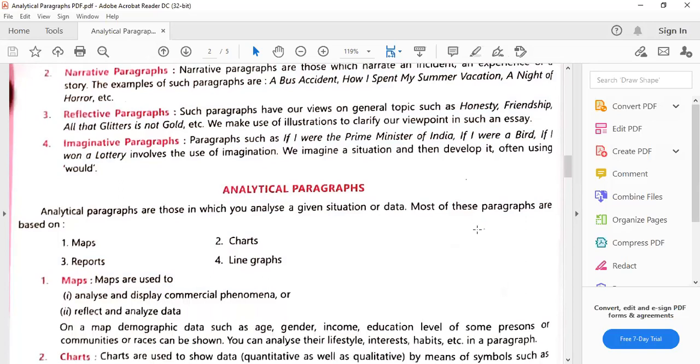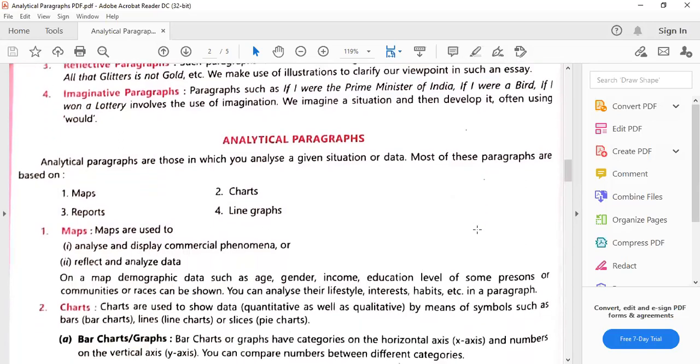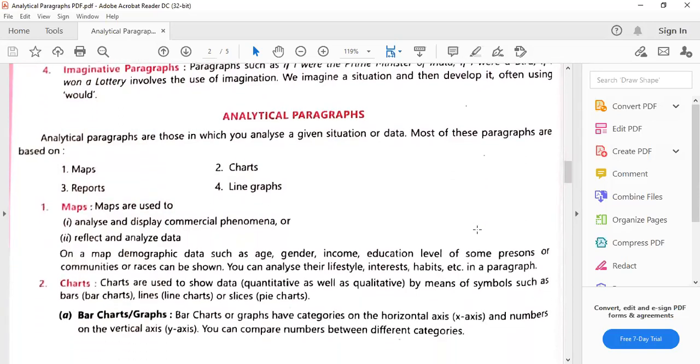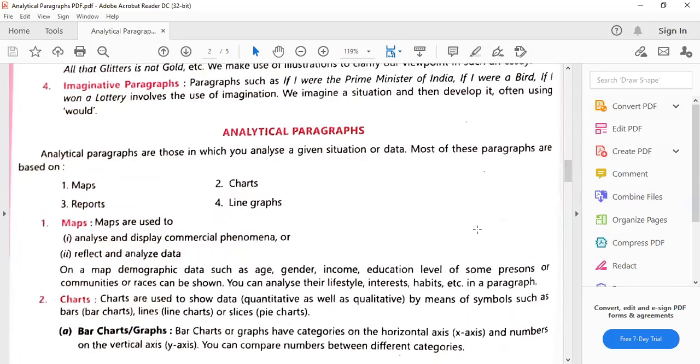Now coming to the next form, that is analytical paragraph, which you have in your syllabus now in 10th class, and it will not be a new thing for you, only you have to write the explanation, otherwise you are doing the same thing in your maths already. Analytical paragraphs are those in which you analyze a given situation or data. कि आपको कोई situation दी जा रही है या आपको कोई data दिया जा रहा है, and you are analyzing that. You are critically thinking about that data or the situation.